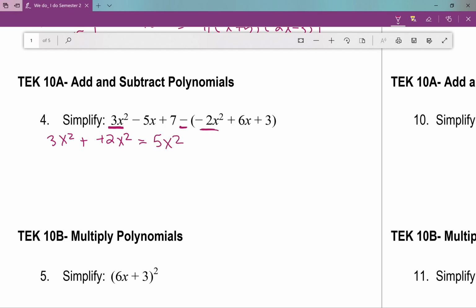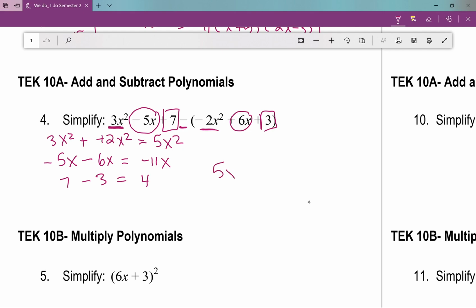Okay, now let's combine my x's. I have negative 5x minus 6x, which is equal to a negative 11x. And then lastly, I have my numbers. So I have 7 minus 3, which gives us 4. So if I put this all together, I have 5x squared minus 11x plus 4. And that is my answer. We just combined like terms.